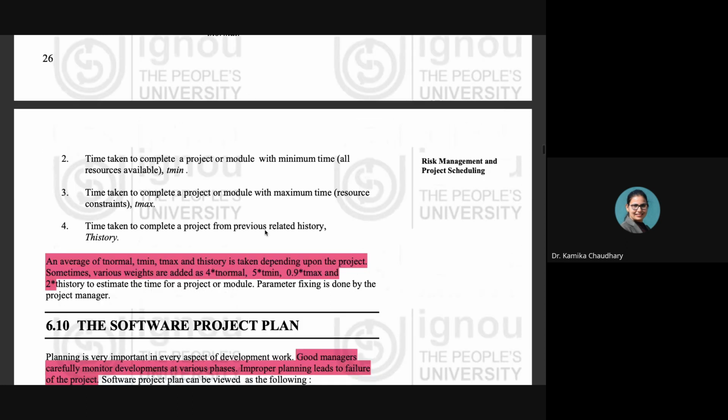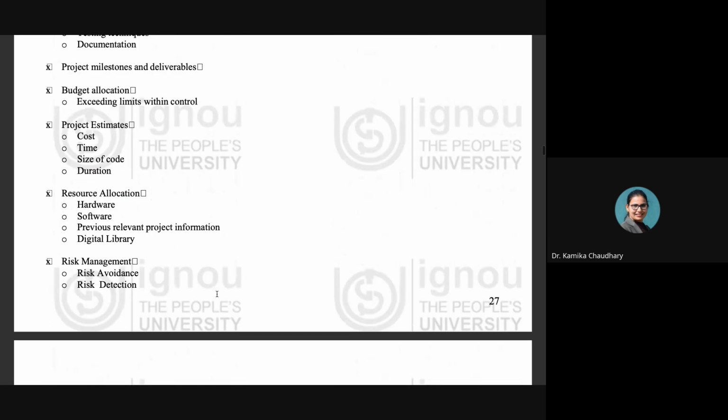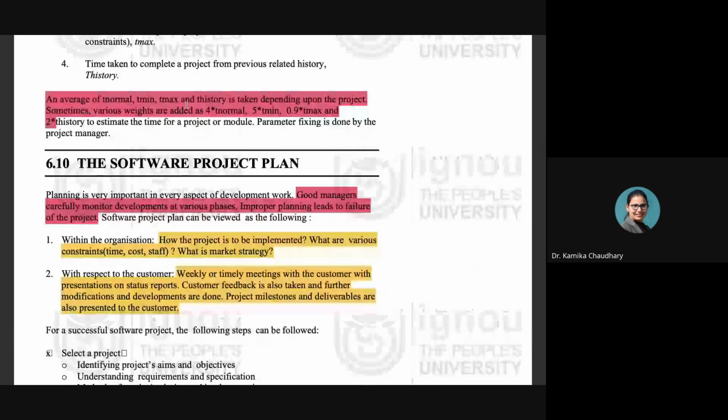Then after that we are going to talk about the software project plan. What is the software project plan, how does the entire plan look? So the software project plan looks like this. These are all the important points that are taken into consideration for the software project plan. Obviously, planning a particular project is the responsibility of the software manager only, right? What good managers do is, first of all, they carefully monitor the development at the various phases. Improper planning leads to the failure of the project, which no company wants.